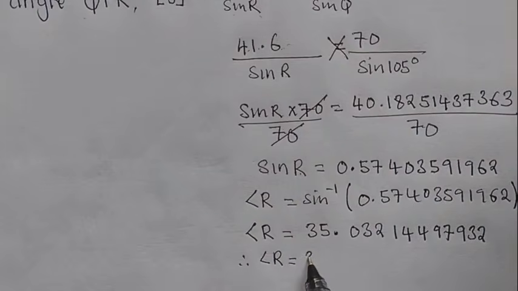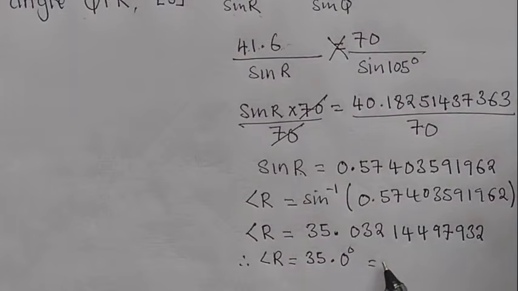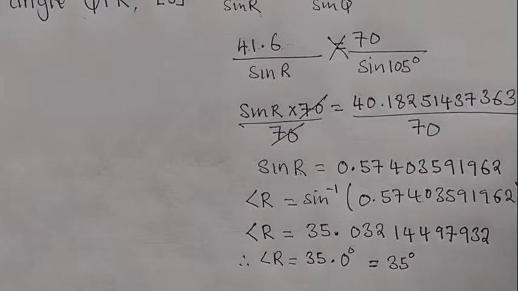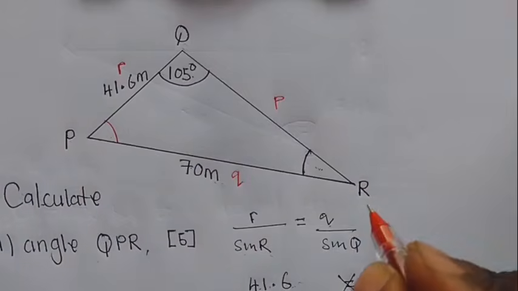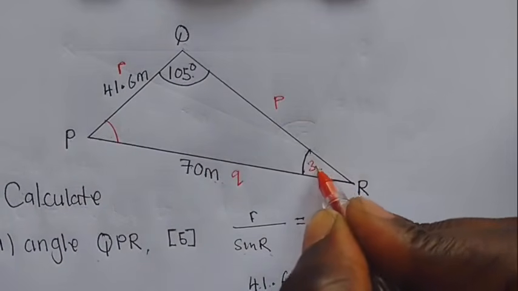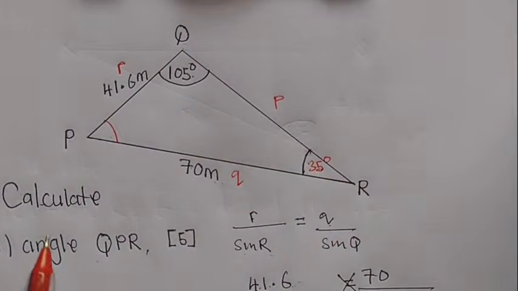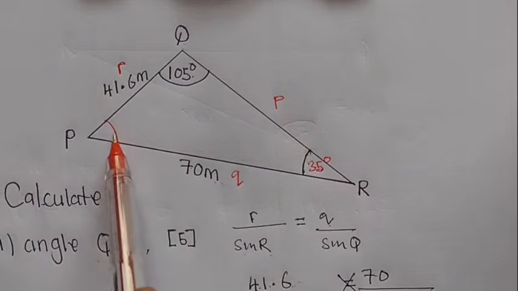So we have 35.0 degrees, which is just the same as 35 degrees. So the angle at R was 35. We have found that the angle at R right here is 35 degrees. Now, they wanted us to calculate angle QPR, meaning the angle at P right here.